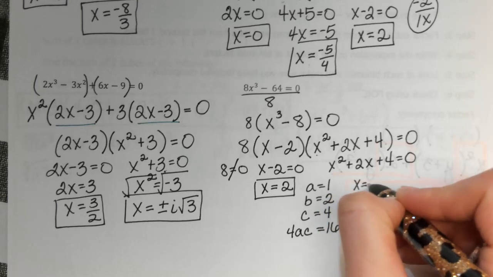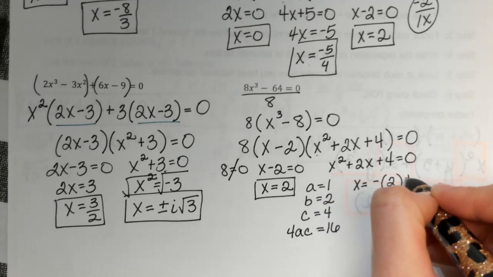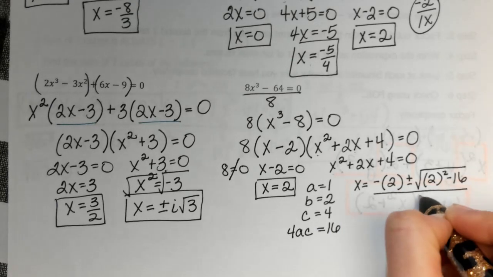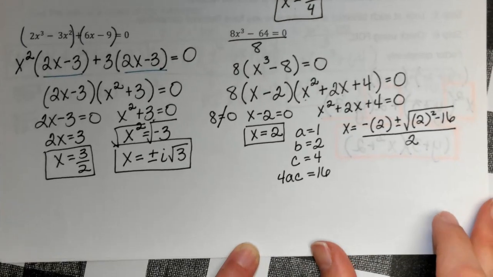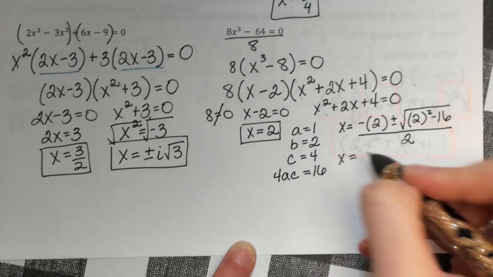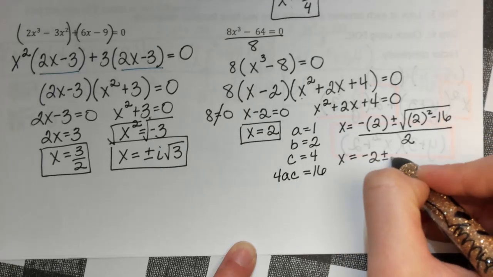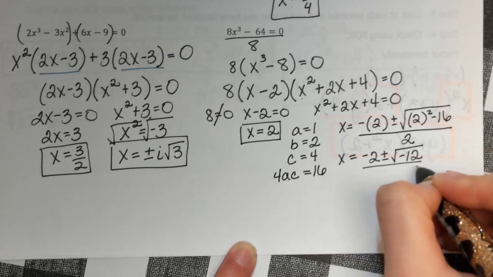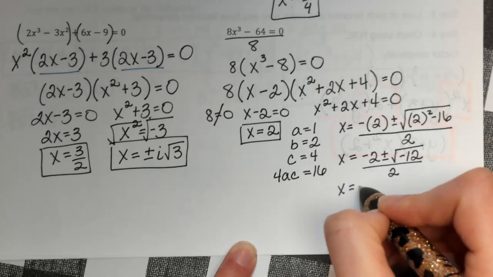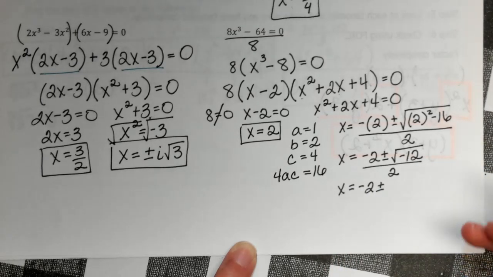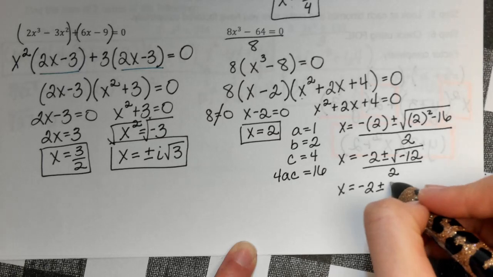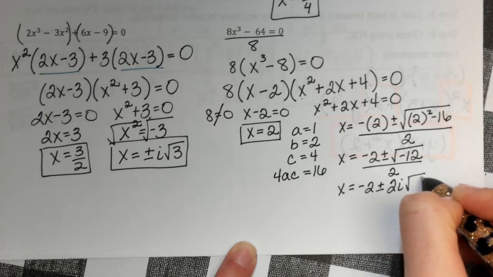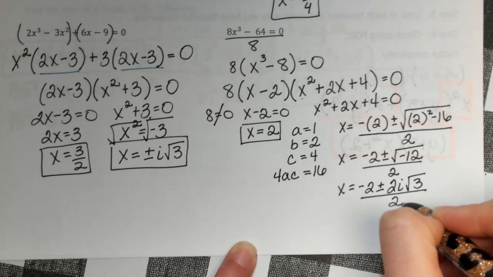So I have x equals negative 2 plus or minus the square root of 2 squared minus 16, all over 2. So x equals negative 2 plus or minus the square root of, I have 4 minus 16, which is negative 12, over 2. So negative 2 plus or minus the square root of negative 12 simplifies to 2i square root of 3 over 2.